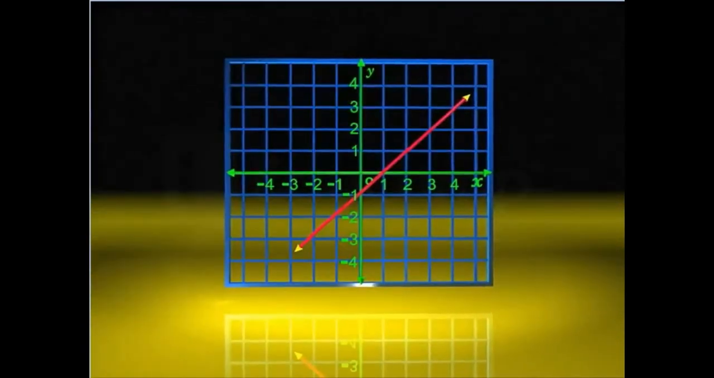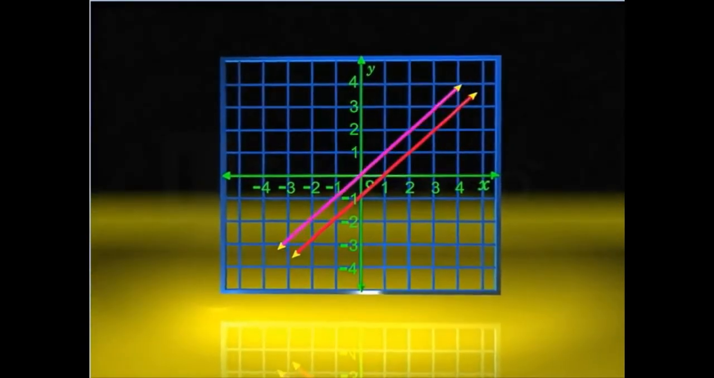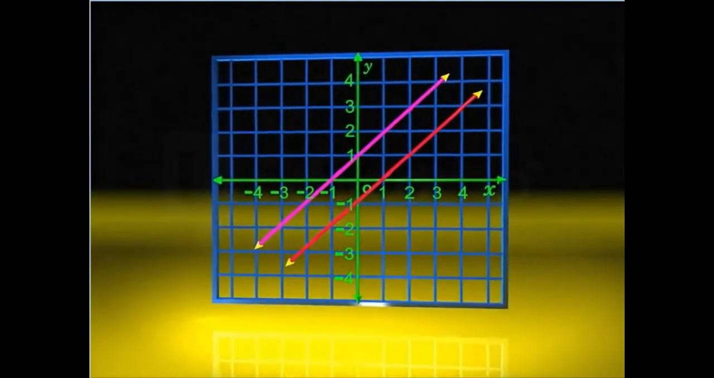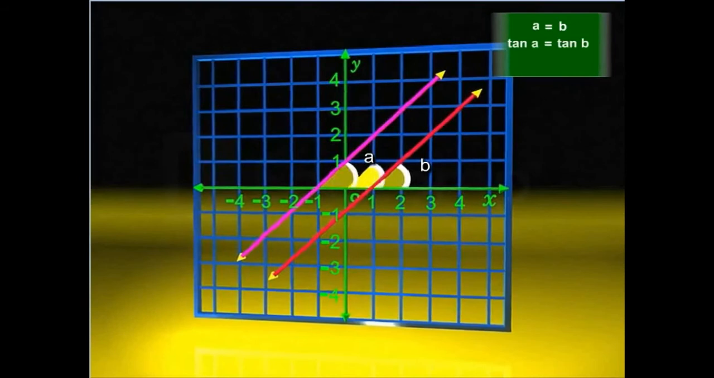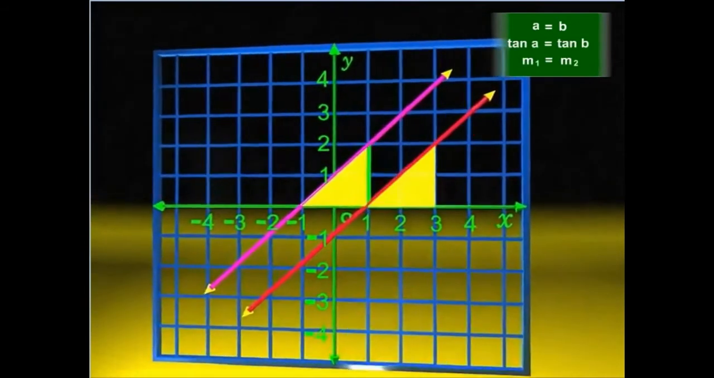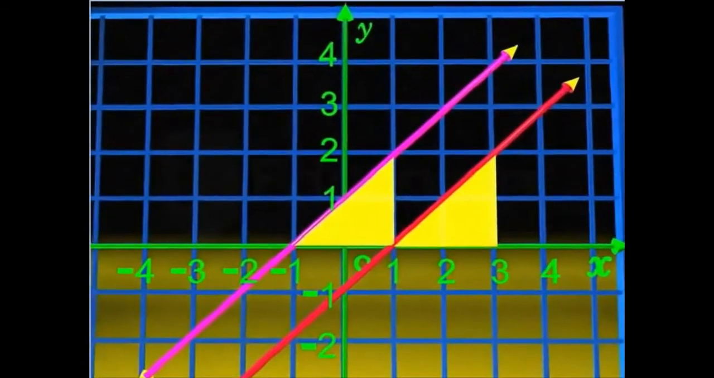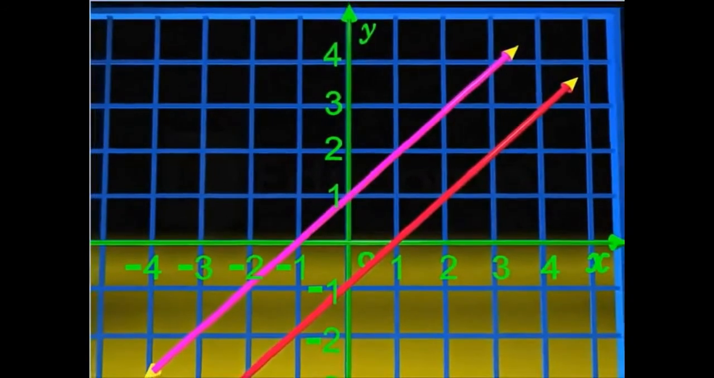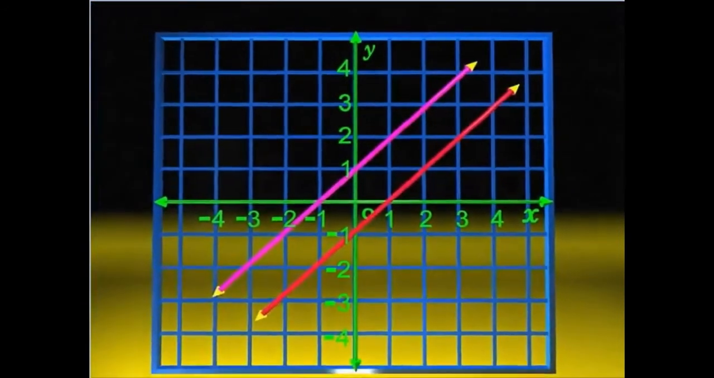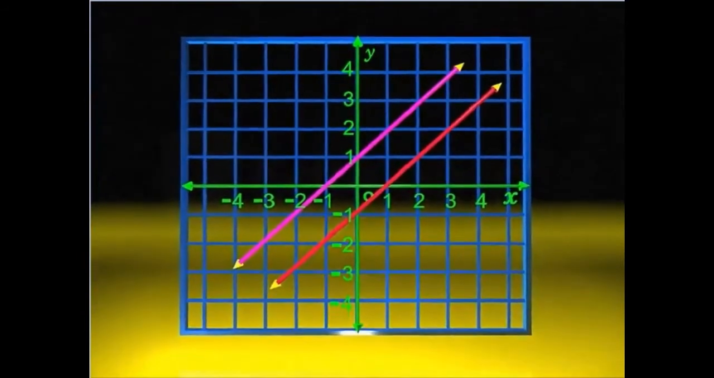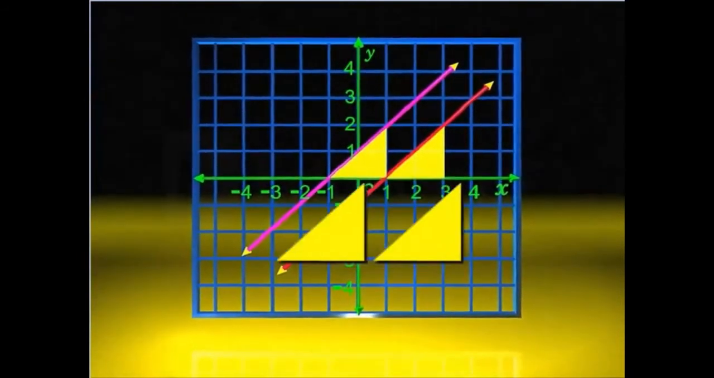Next we will discuss about the slopes of parallel lines in the Cartesian plane. Since the inclinations of parallel lines are always equal, they have equal slopes. This helps us to conclude the condition of parallelism, which states that two non-vertical lines are parallel if and only if their slopes are equal.